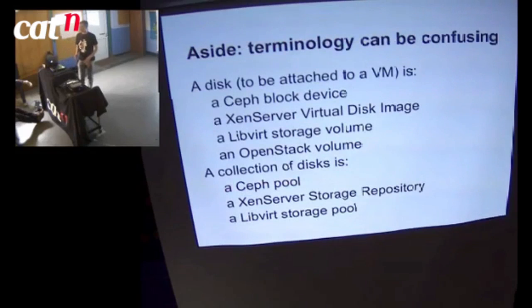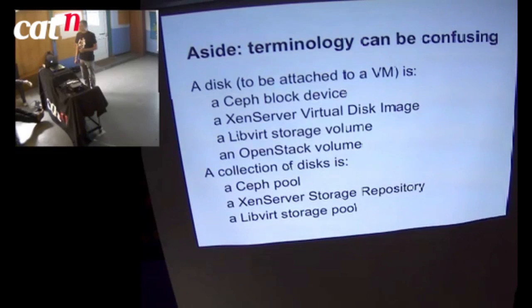Oh yeah, so okay, one thing before I get much further talking about Ceph and Xenserver and all these things is there's quite a lot of terminology which I keep getting confused about, so I apologize if I mess it up, but everyone has slightly different terms. So for disks to be attached to a VM, I think Ceph will call that a block device. And in Xenserver, we call that a virtual disk image, or VDI, which is really confusing because VDI also means virtual desktop infrastructure, basically having a Windows desktop and stuff. And in Libvirt, I believe it's a storage volume, and OpenStack can call that a volume as well.